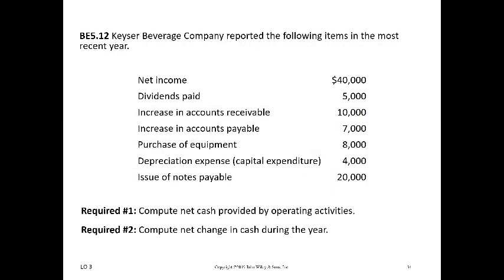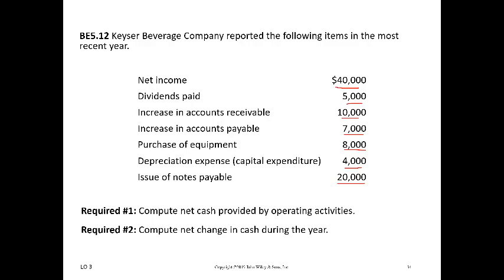Here's our example. We can go through this brief exercise 5-12. Kieser Beverage Company reports the following items in the most recent year. They have net income of $40,000, dividends paid of $5,000, an increase in accounts receivable, an increase in accounts payable, purchase of equipment, depreciation expense, and an issue of notes payable. So this is about as hard a question as I'm going to ask you to do with the statement of cash flows in this chapter.